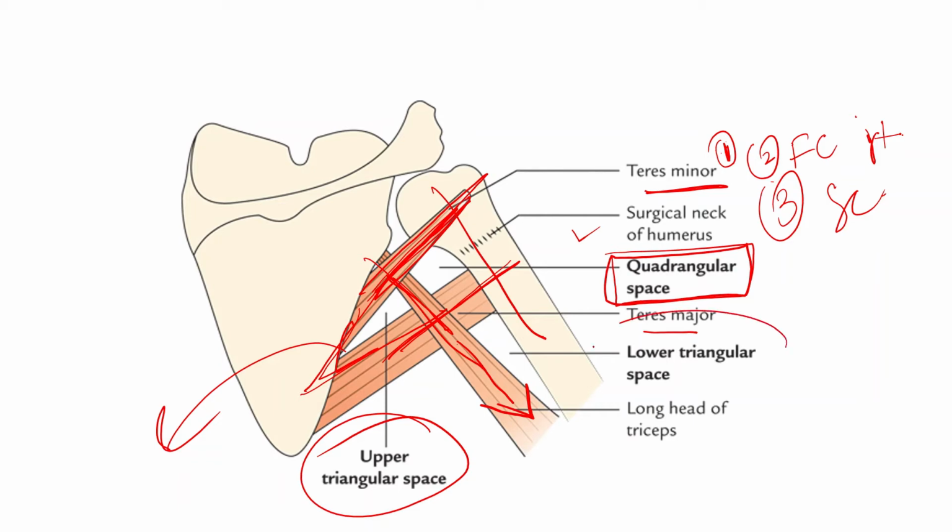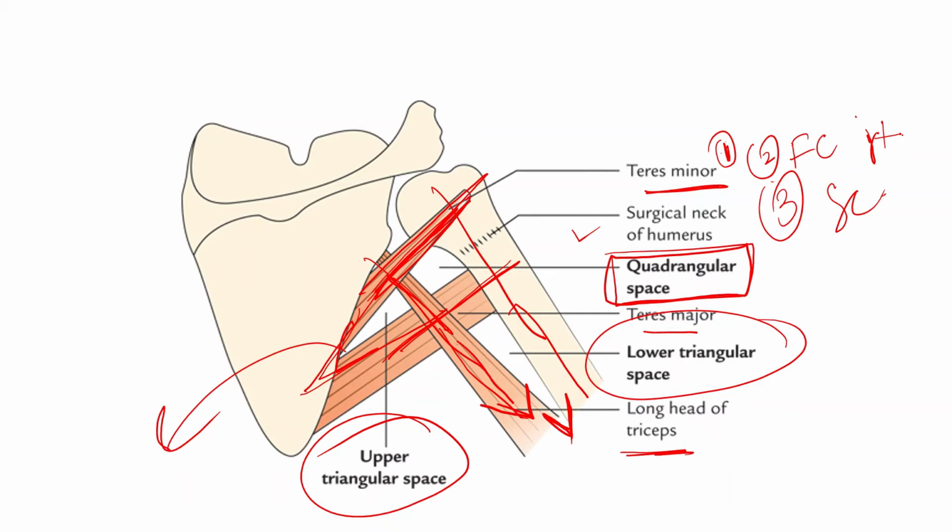Moving on to the next, that is the lower triangular space. The lower triangular space again has a medial boundary, lateral boundary, apex and base. The medial boundary is formed by the long head of the triceps. The lateral boundary is formed by the shaft of the humerus. The base of the triangle is formed by the teres major muscle and the apex is contributed by the meeting of the triceps muscle and the shaft of the humerus. So this is about the boundaries of all these spaces.